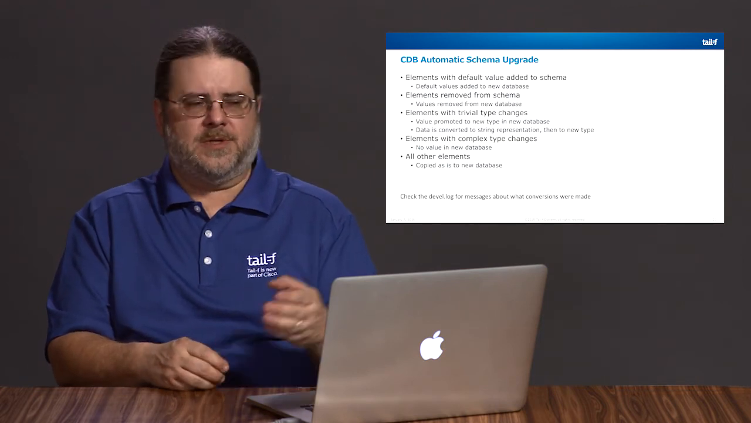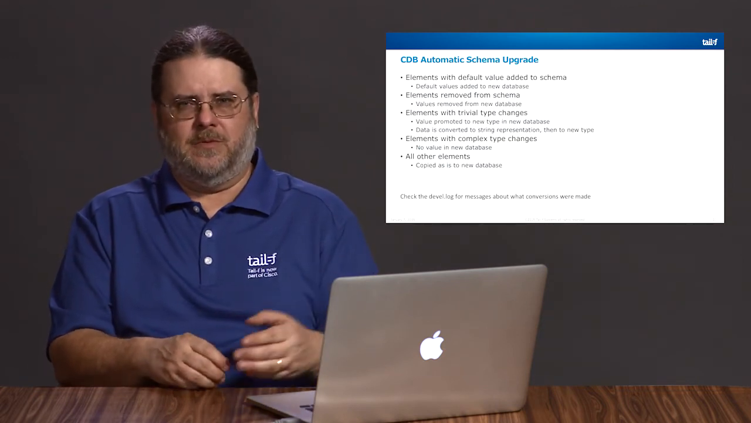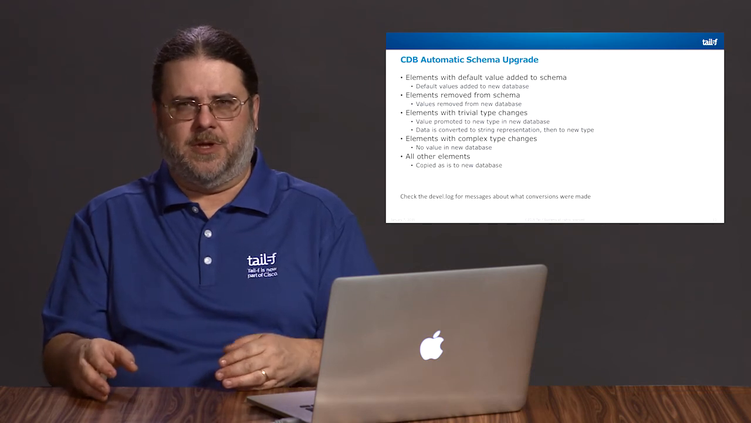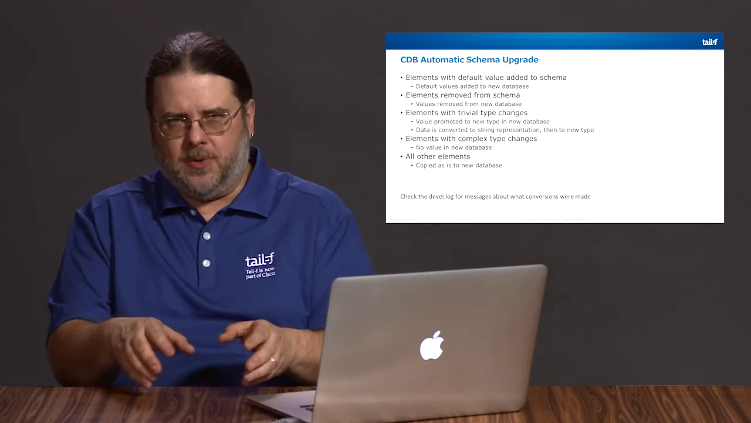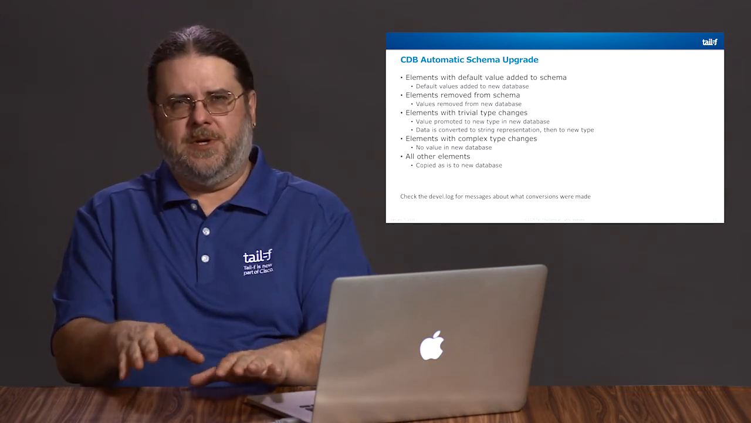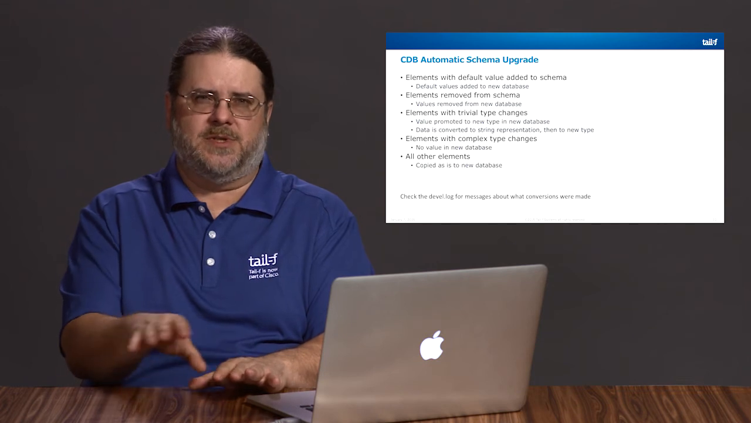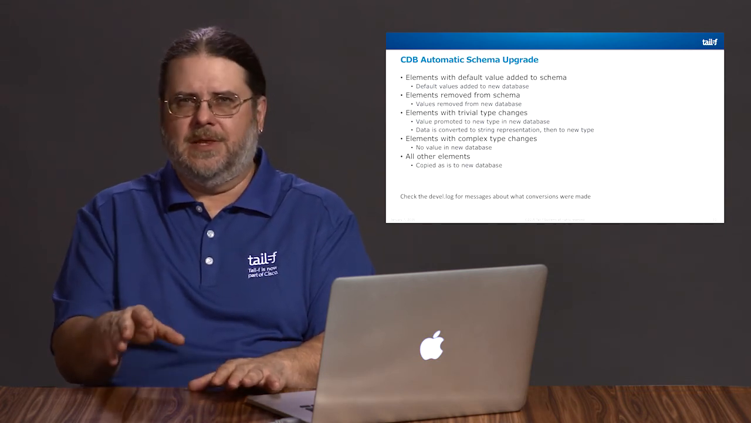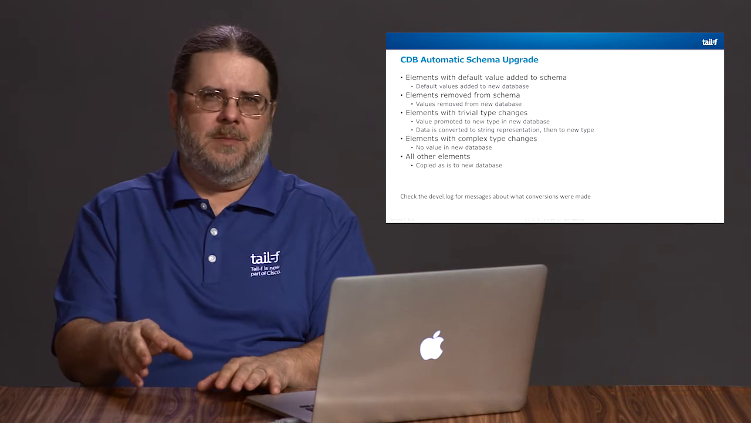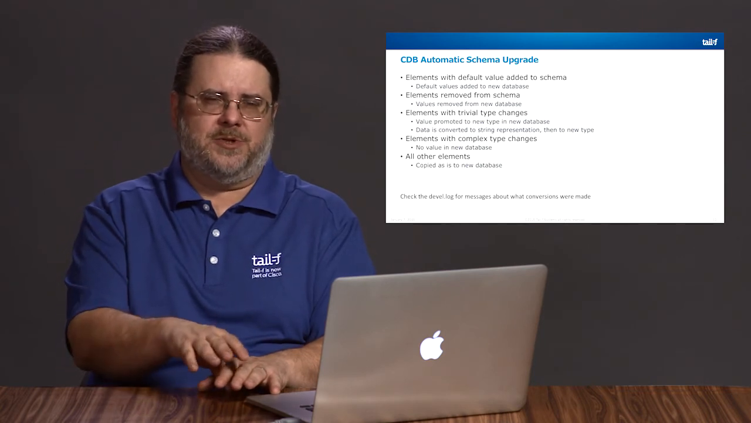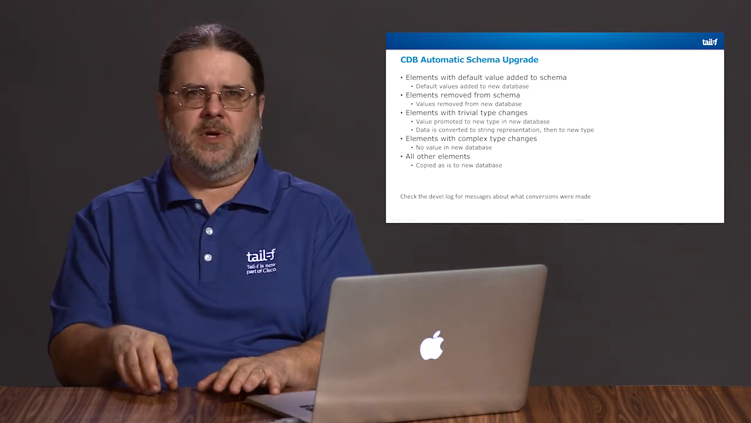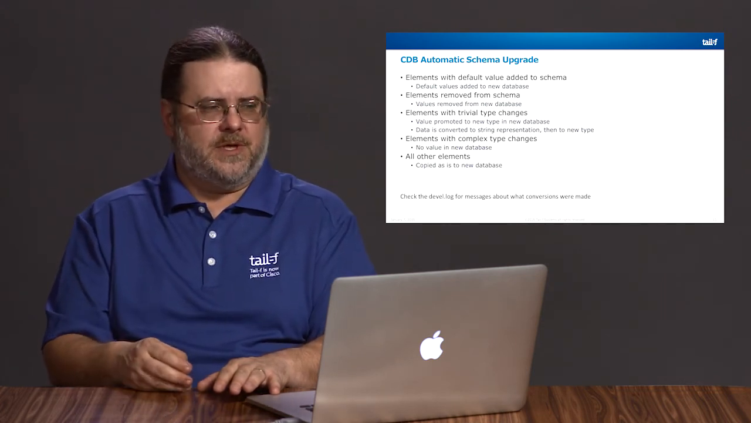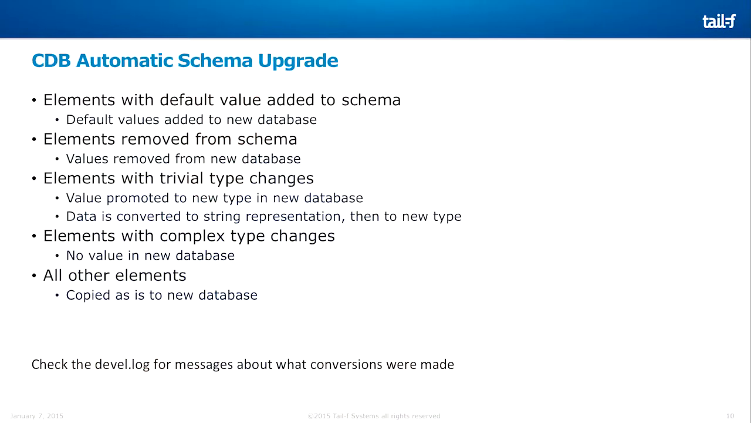Now, during this automatic schema upgrade, if there has been a data model change relative to what CDB was last run with, we'll start an upgrade transaction to update the schema and the contents of CDB as a result of that data model change. There are many things that we can automatically populate into that upgrade transaction based on analyzing the data model differences between the old set of models and the new set of models. So, some of the examples are shown here on this slide.